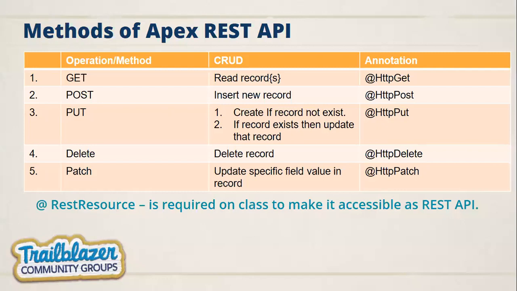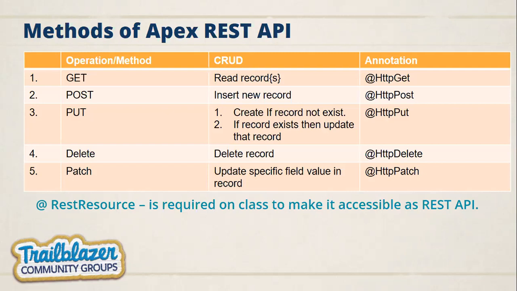Similarly, POST is used for creating a new record, and for that you have to annotate the method using HTTP POST. PUT is used when you are not sure whether the incoming object is only for insert or for update. When you are not sure about that operation, you can use the PUT method. If the data exists, it will update that record. If the data does not exist, it will create a new record. In that case, you should use @ HTTP PUT on your method.